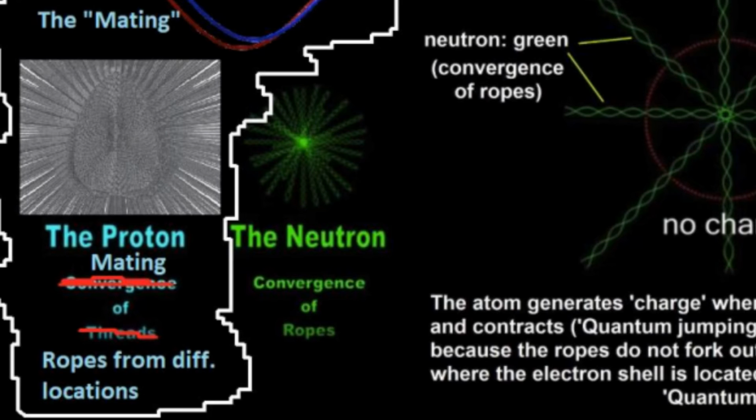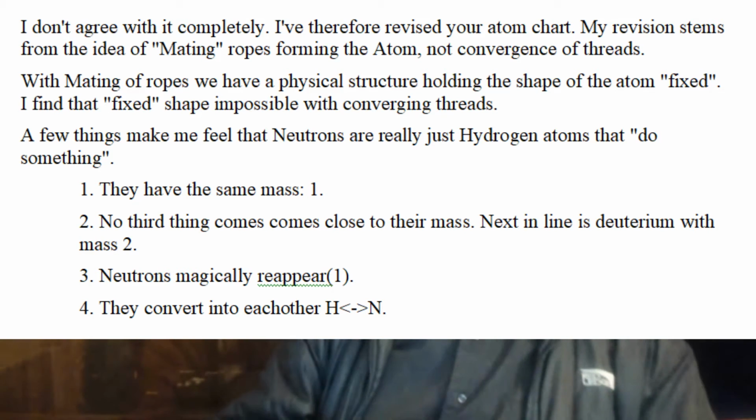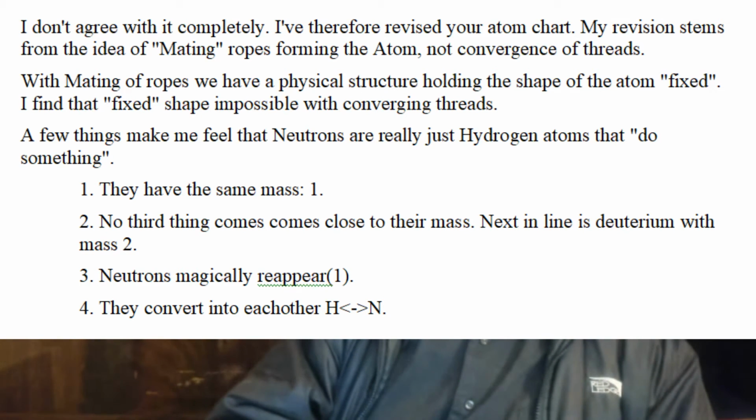And he says ropes from different locations. Okay, that's how he pictures it. Here is his justification for it. First, the description, then we'll go with the justification. He says, I don't agree with it completely, referring to my picture. Oh, I'm sorry, Tom. Tom says this is Martin Yarhult's illustration. Okay, so I'm mixed up a couple guys there. I thought it was Tom, it's Martin instead.